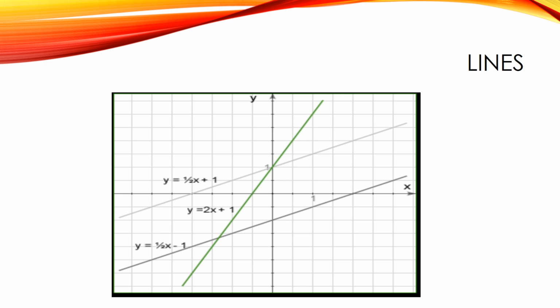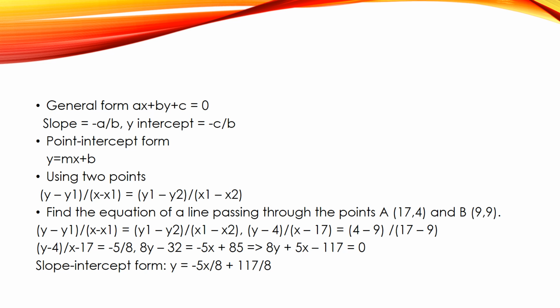The general form of the equation of a straight line is ax plus by plus c is equal to 0, where a, b and c are arbitrary constants. This form includes all other forms as special cases. For an equation in this form, the slope is minus a by b and the y-intercept is minus c by b. So the general form of the equation is ax plus by plus c equal to 0. The slope is minus a by b and the y-intercept is minus c by b.